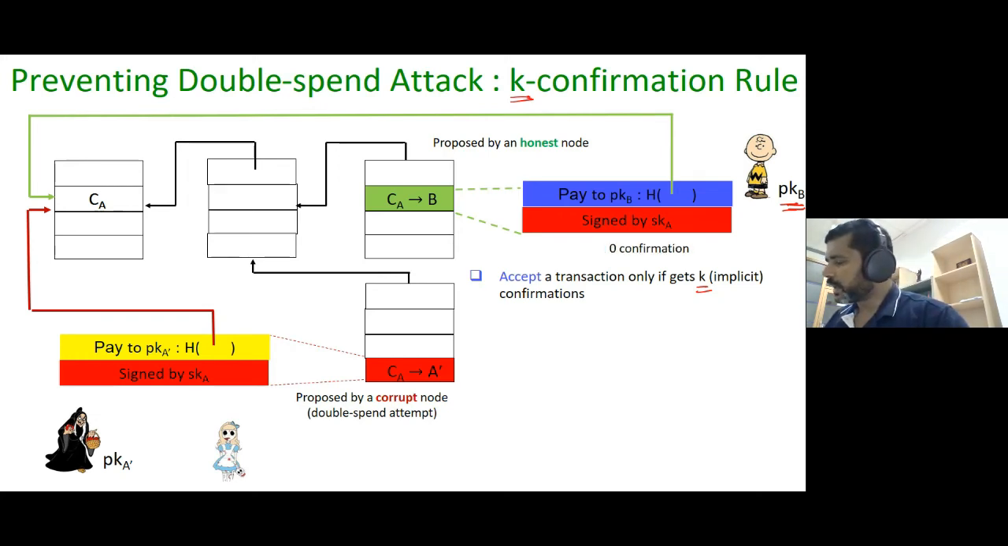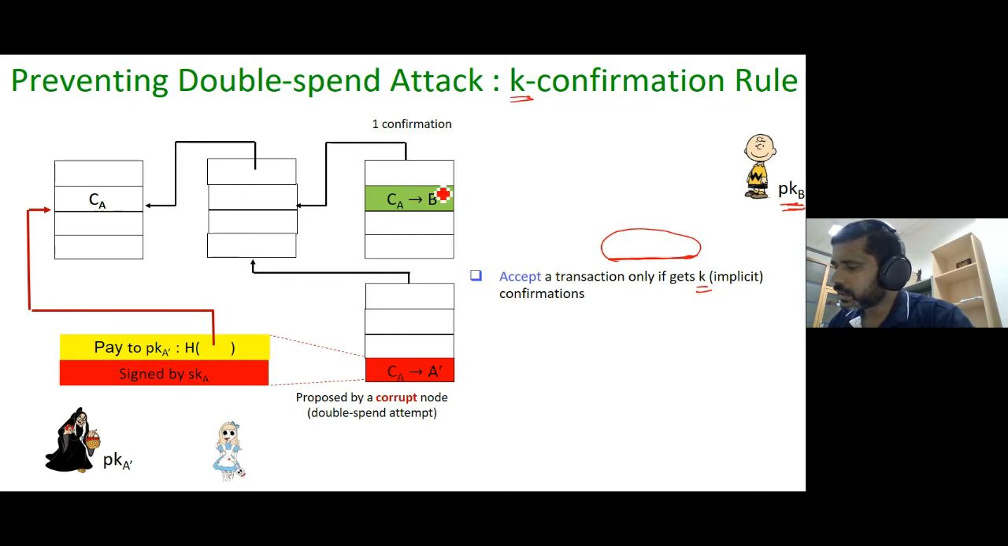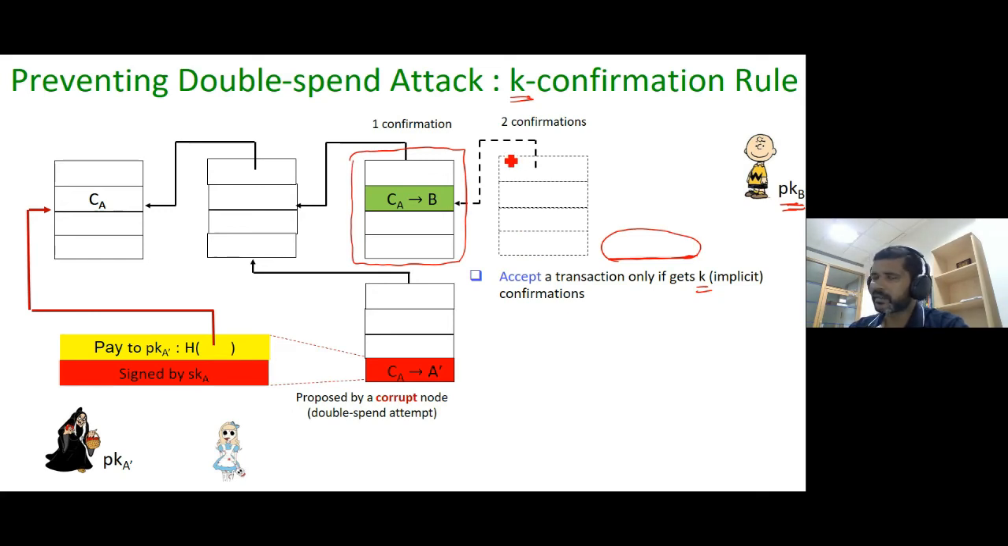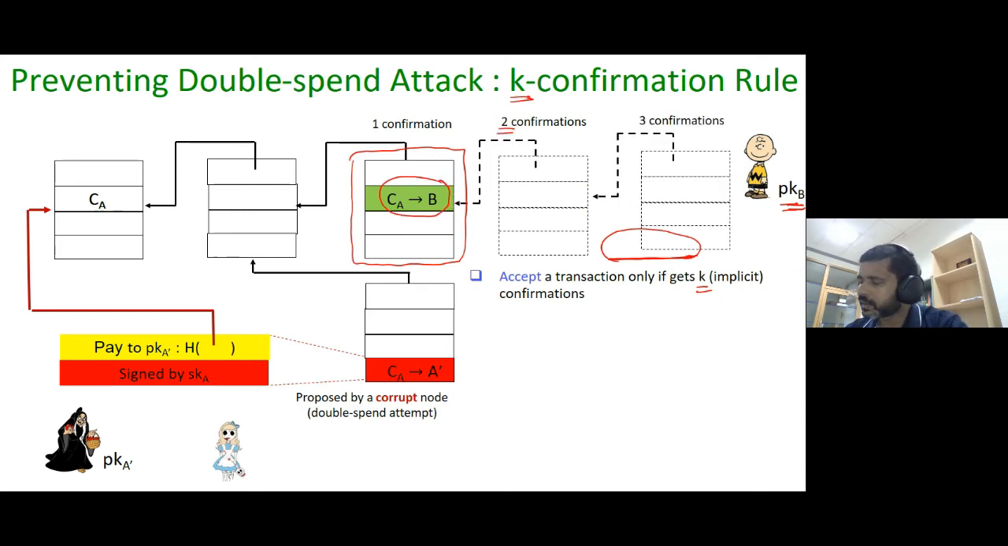And in this particular case, when the transaction where the coin CA got transferred to Bob is not yet included and is available only with Bob, it will be treated as zero confirmation. But when this transaction, CA getting transferred to Bob, is included in the blockchain by one of the honest nodes selected during the node selection algorithm, we will say one confirmation. After that, if another node extends on top of this block, this transaction gets two confirmations. On top of that, if another node proposes the next block, it gets three confirmations, and so on.